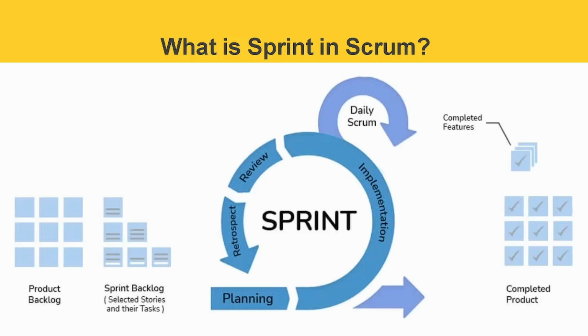What is sprint in Scrum? Sprint is a regular repeated work cycle in Scrum methodology during which work is completed and made ready for review. A sprint is at the heart of Scrum. It is a 2 weeks or 1 month period in which a potentially releasable product increment is generated.